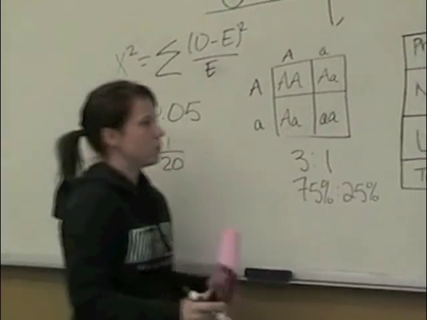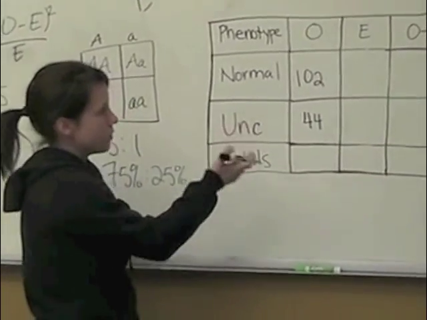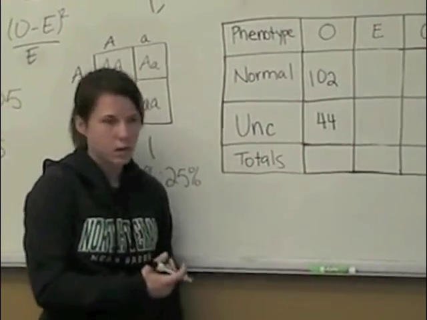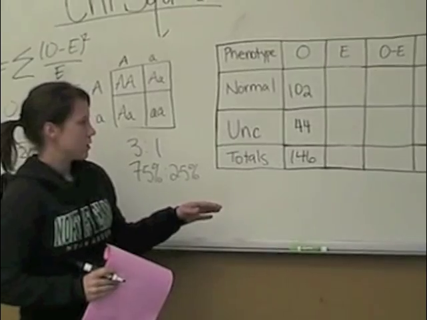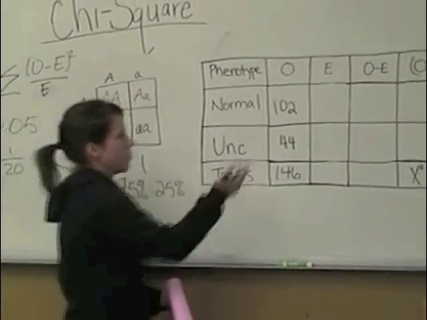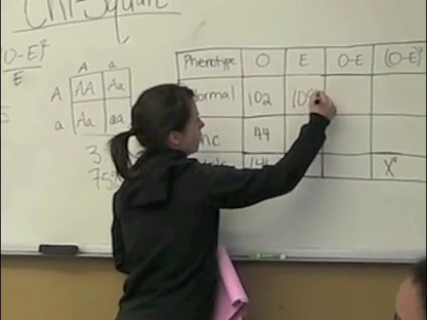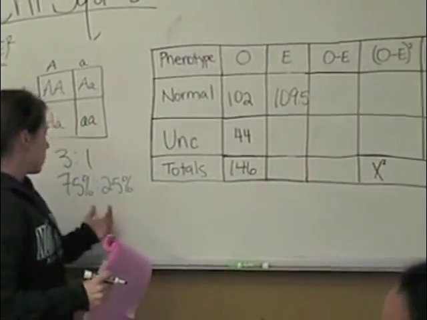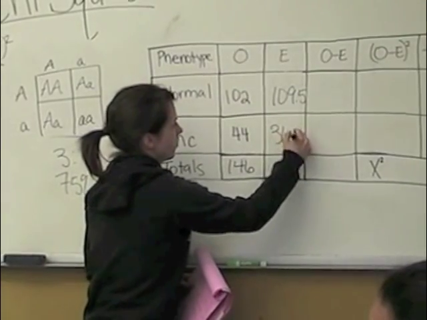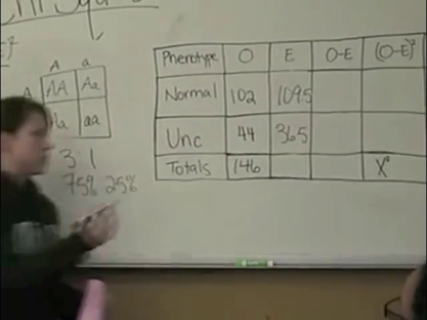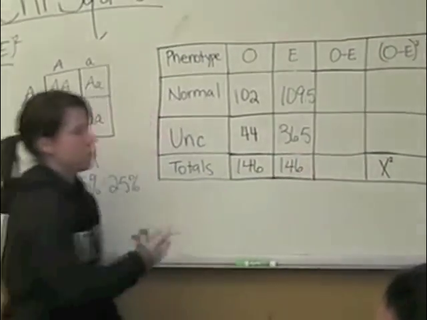Now to move this into our table, our total that we received of our observed worms, which were 102 normal worms and 44 uncoordinated worms, is 146. We use this value to determine 75% of 146, which is our expected value, which is 109.5. And we use 25% of our total to determine this value, which is 36.5. And to make sure our math is correct and that everything equals out, our total is also 146.